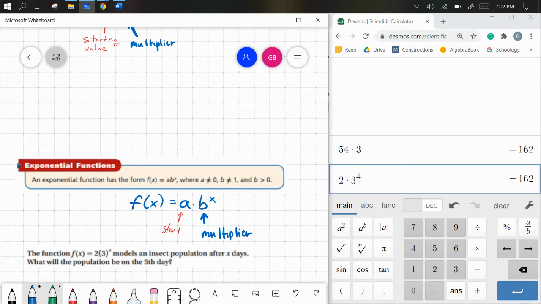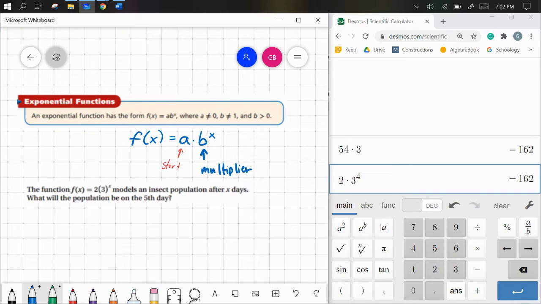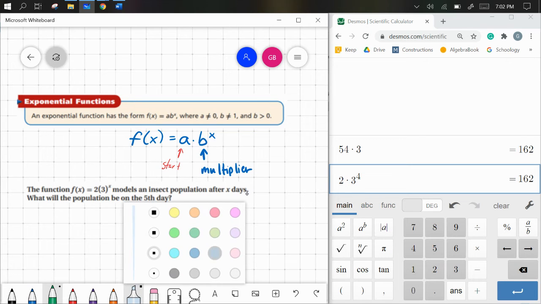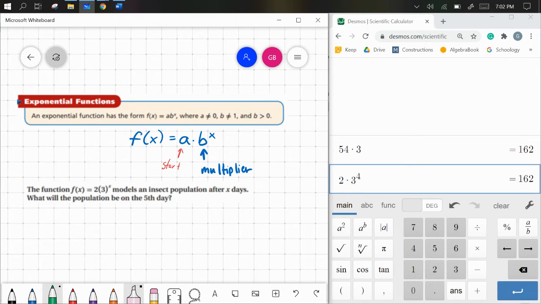Now let's go into some word problems. The function f of x is equal to 2 times 3 to the x power models an insect population after x days. What would be the population on the 5th day? So with word problems, you have to read them very carefully to extract their important information. X represents the number of days. And the question is, what would be the population on the fifth day? So that means that x is going to equal 5.